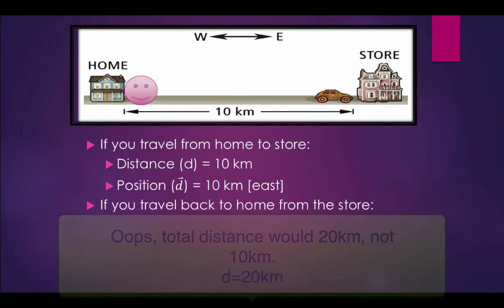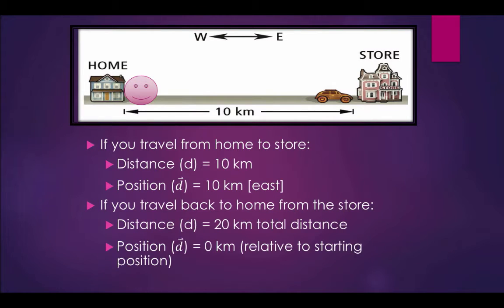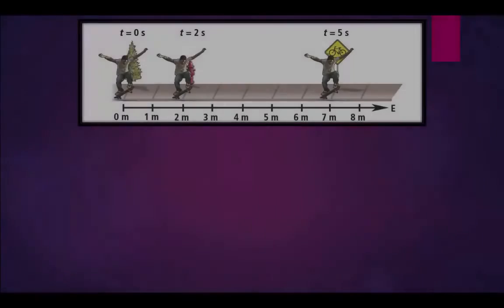Your position, on the other hand, would be 0 kilometers relative to the starting position. Any return trip will have a position of 0 relative to the starting point, or a total displacement of 0. Let's take a look at this example.